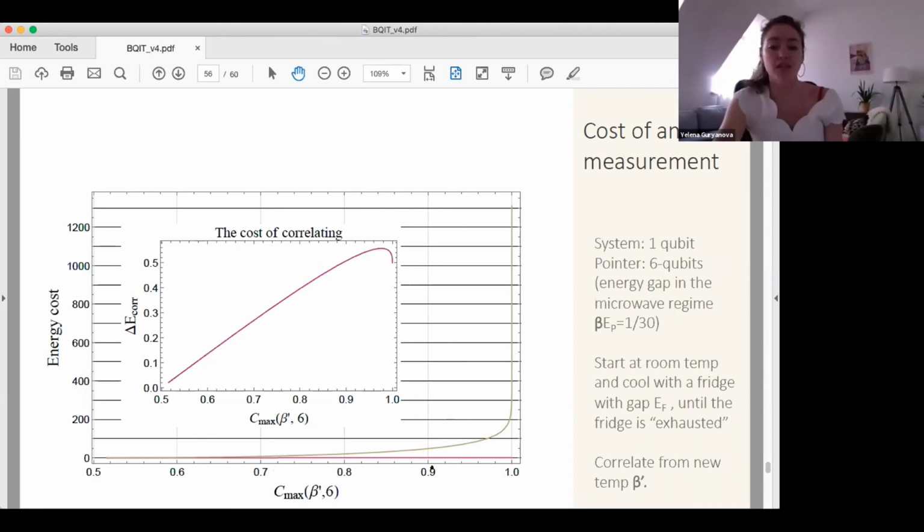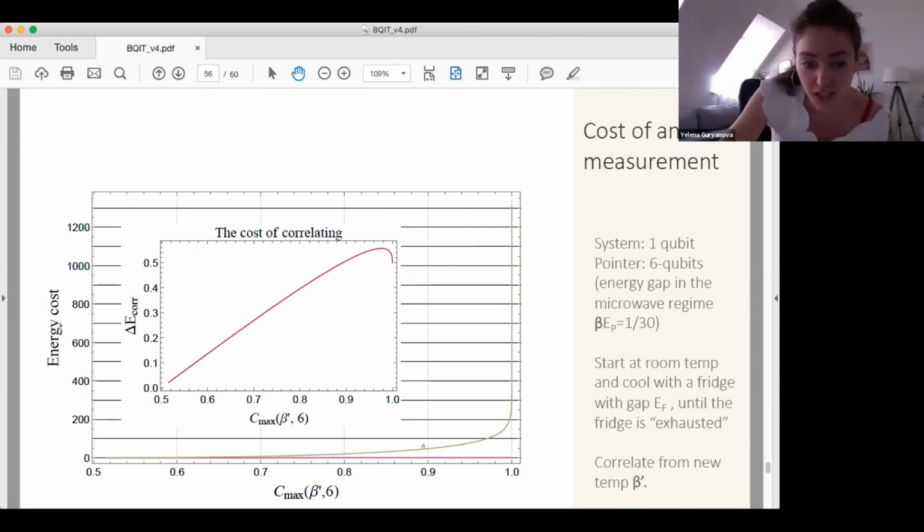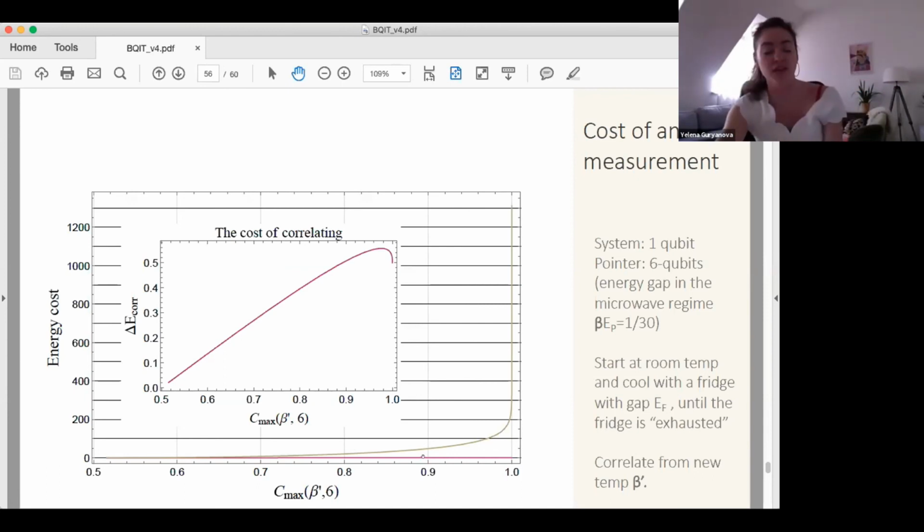So if I look here at this 0.9, in order to get correlations of 0.9, I need to invest this much energy, roughly 100, into cooling the pointer, and a tiny amount of energy, which is given by this inset here, into correlating the pointer. Note that this function is always finite. And as I approach perfect correlation, you can see that this cooling cost diverges infinitely. What's important is that it's really tight. So the reason we have really good measurements is because this curve is so steep.